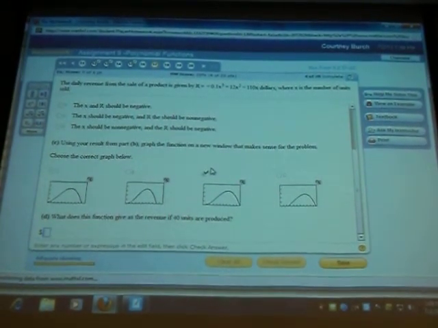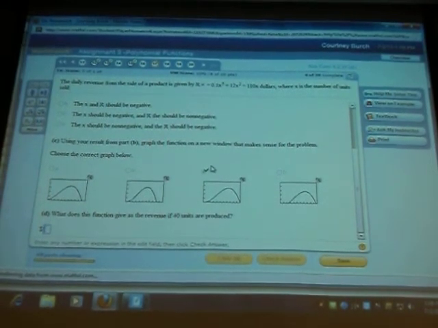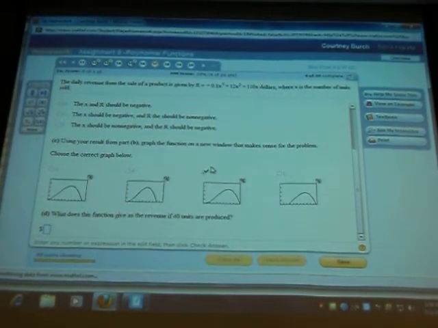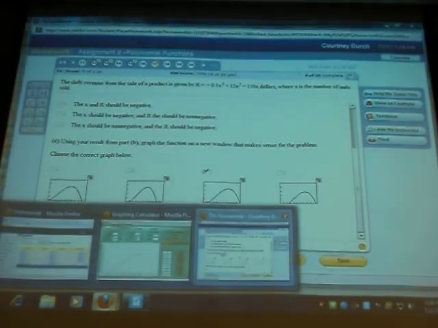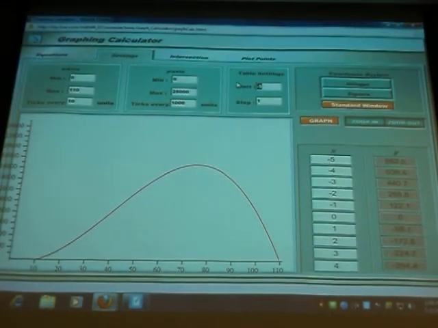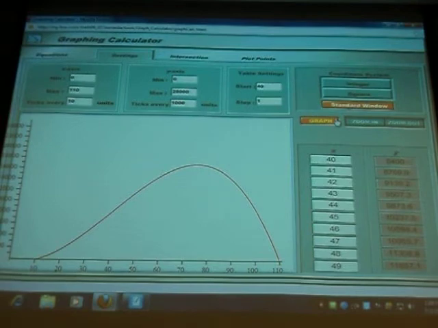Now, how can I find the revenue if 40 units are produced? I don't want to use trace for this. Would 40 be your X value or your R value? Your X. So you can either plug in 40 for X in the equation, or we can use the table. If I want my X to be 40, set my table to start at 40, and I can get my Y value. So my revenue if 40 units are produced would be 8,400 for mine.